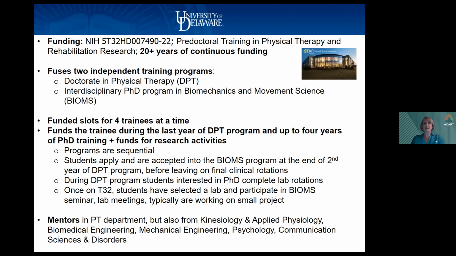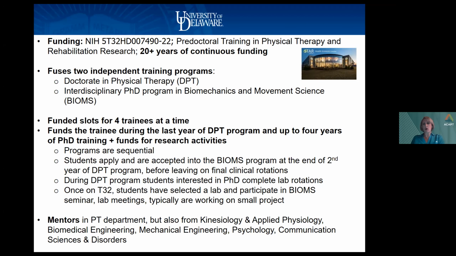In the sense that they're not taking necessarily, they can take classes for the biomes program, but typically our students apply and are accepted into the biomes program at the end of their 2nd year of their DPT program, and they do this before they leave on their final clinical rotations. And so some students will take a biomes class or so before they leave, but that's in no way required.